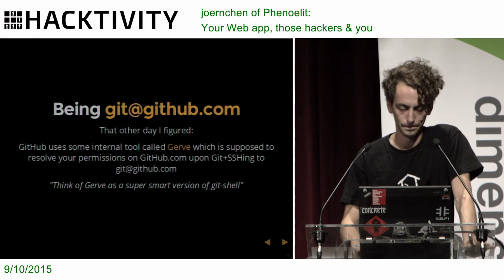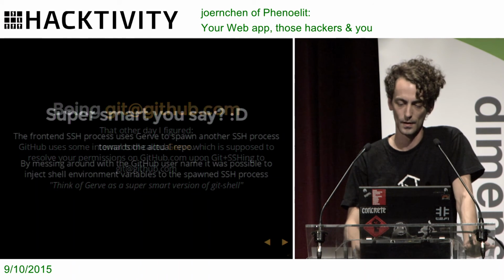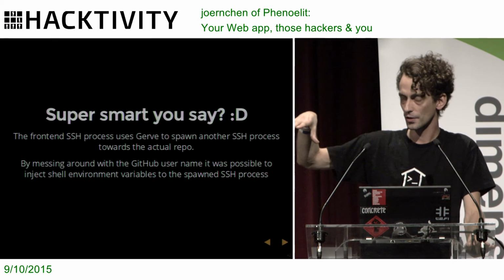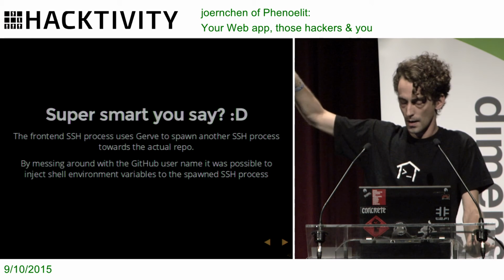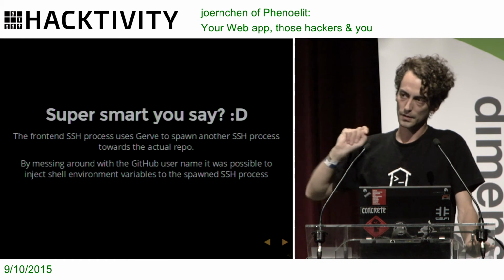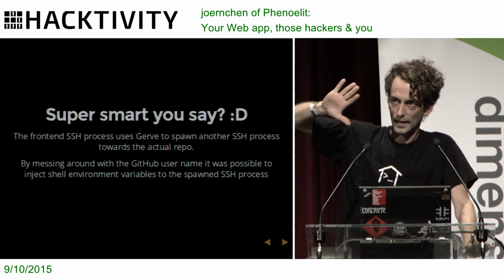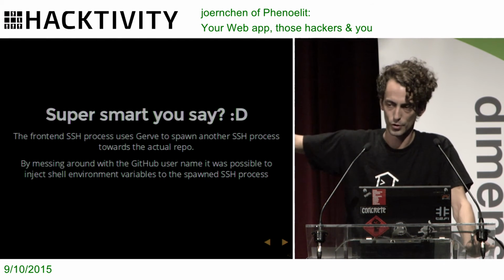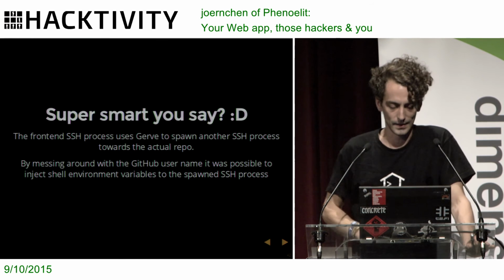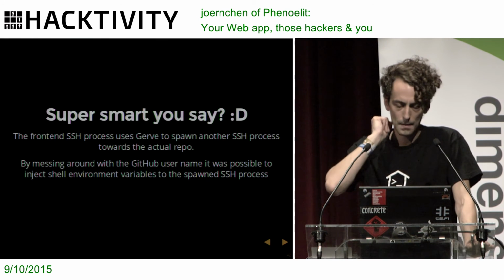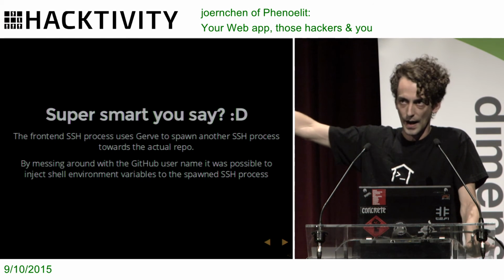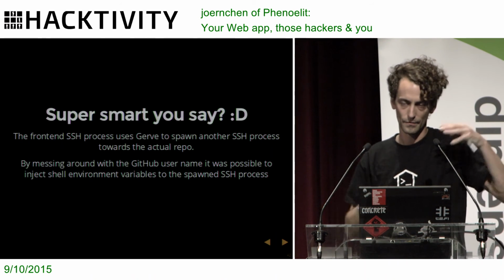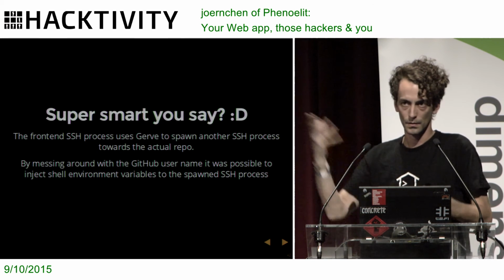So think of it as a super smart version of git-shell. Well, yes. The front-end SSH picks up your SSH connection, looks up some stuff about you, which is signaled via environment variables, and then starts a second SSH process on the same host to the actual backend where the repo is that you want to clone or push or pull or somehow access. And I figured that by messing around with my username on the web interface, I could inject environment variables into that second SSH process, because it somehow got a variable which said username equals joernchen.